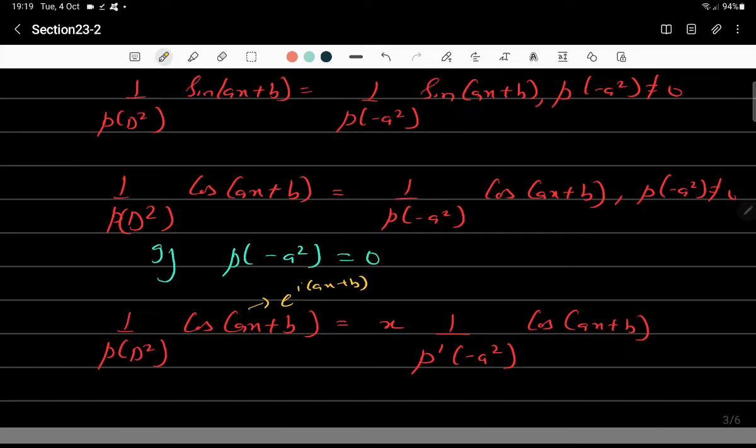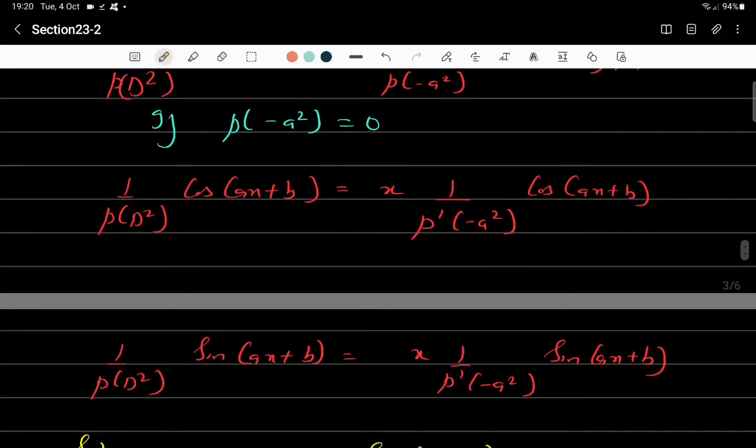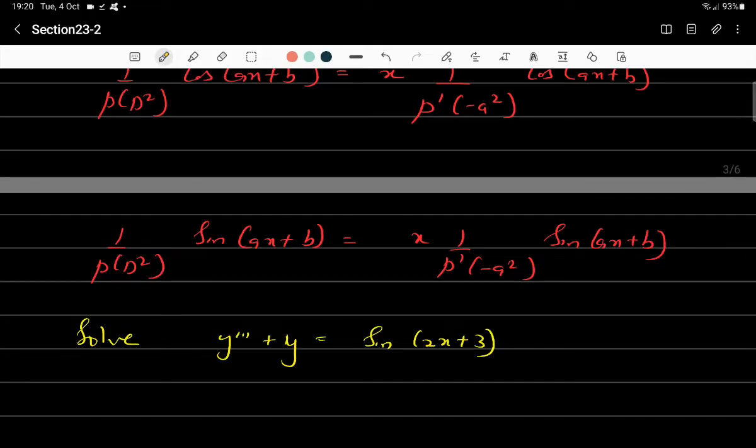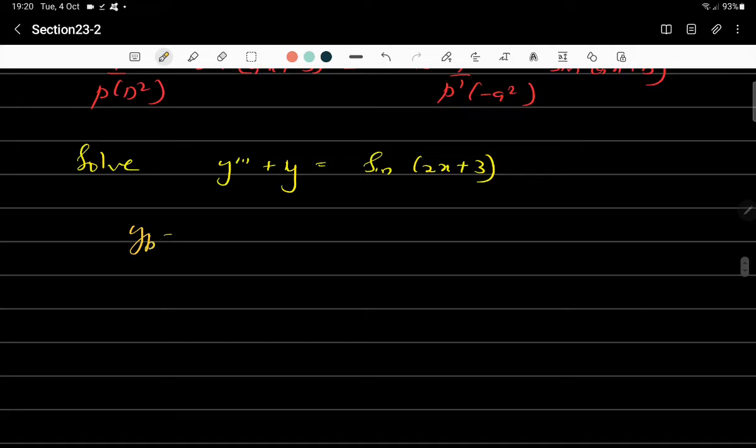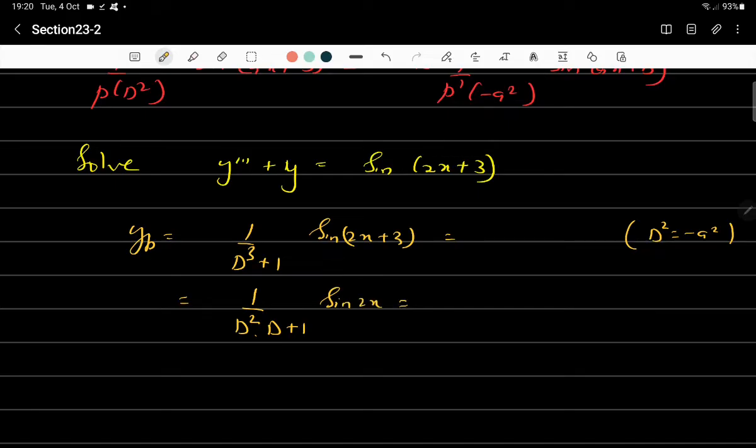that gives you the required answer. I am not going into the detail, but if required I will add it into the notes. But here you just need to remember these two formulas and it will be more clear when you see some questions. So y triple dash plus y is sine of 2x plus 3. If I have to find yp, so yp is 1 by d cube plus 1 sine of 2x plus 3. Recall that I should consider d square equal to minus a square. Here a is 2, so this becomes 1 by d square dot d plus 1. Now put d square equal to minus a square, so it becomes 1 by minus 4d plus 1, sine of 2x plus 3.